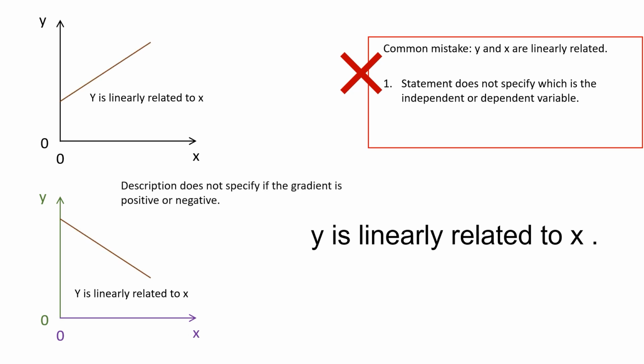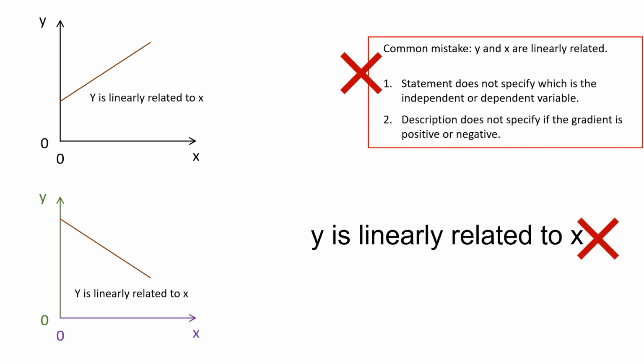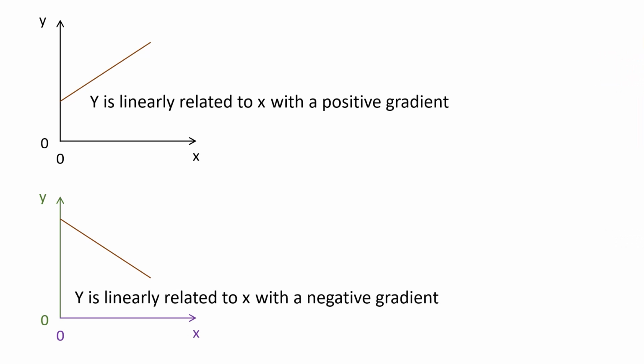Saying x and y are linearly related does not tell us whether the graph has a positive gradient or negative gradient. To avoid confusion, we should always describe the relationship fully. In this case, the correct way to describe the graph above: y is linearly related to x with a positive gradient, and the correct way to describe the graph below: y is linearly related to x with a negative gradient.